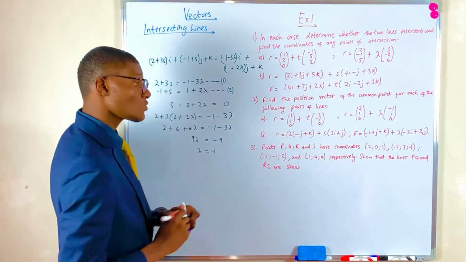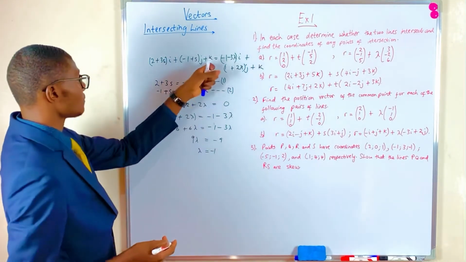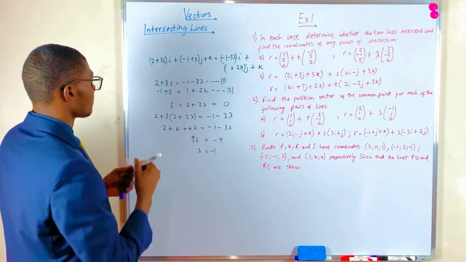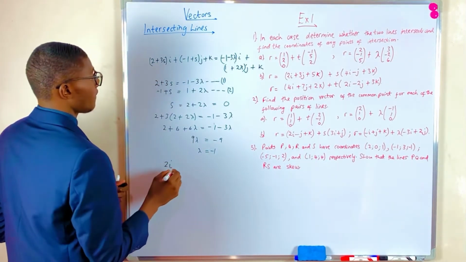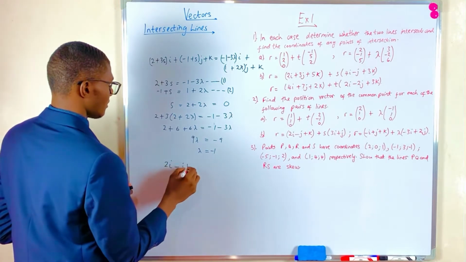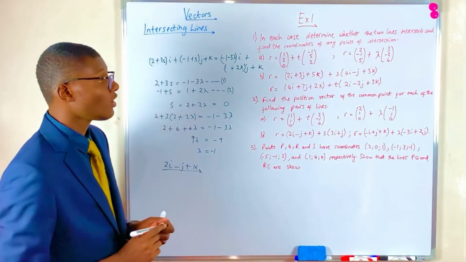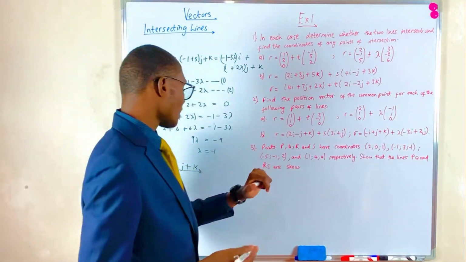Right. So now for the position vector, we shall substitute for A of E. We substitute s being 0 here, we've got 2i minus j plus k. So this is the position vector of the common point. Then now moving on to number 3.